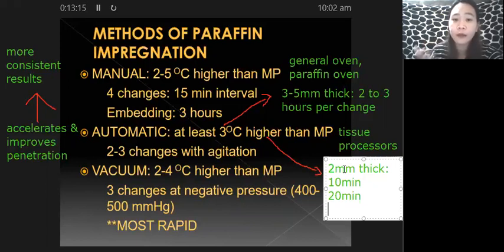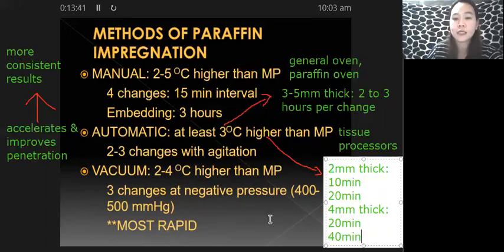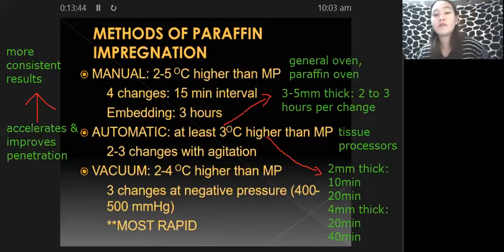The first value, 3 to 5 millimeters thick, 2 to 3 hours per change, I got from Gregorios. The other one given was for tissue samples which are 4 millimeters in thickness. If you make use of 2 changes, the first change is 20 minutes and the second change is 40 minutes. These values I got from Anpries. So for 2 millimeters thickness, 10 minutes for the first paraffin, 20 minutes for the second paraffin.